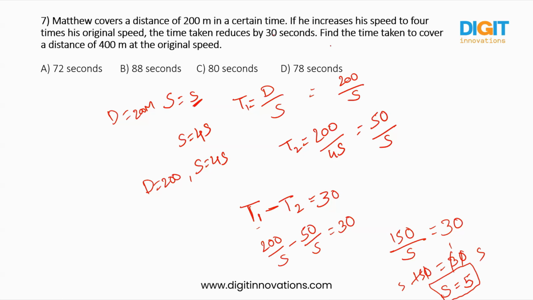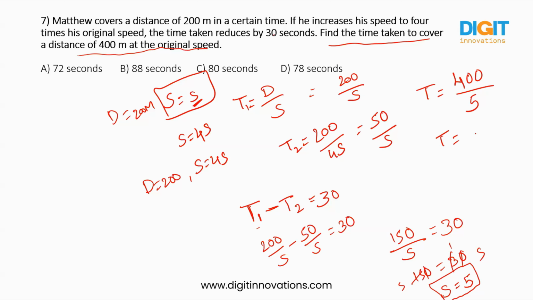So what they are asking: find the time taken to cover a distance of 400 meters at the original speed. Original speed is nothing but S, right? So original speed you got to know it is 5. So now you need to find the time for 400 meters with speed of 5. So 400 by 5, which is 80 seconds. Option C is the answer.